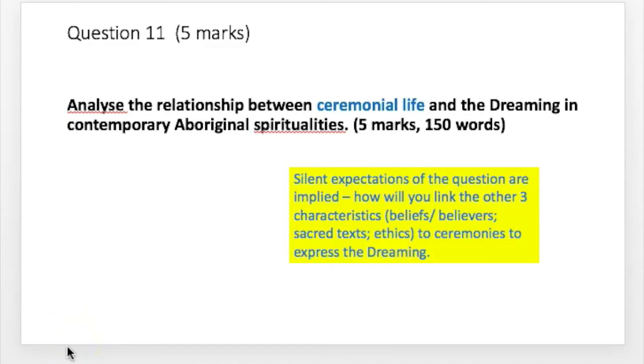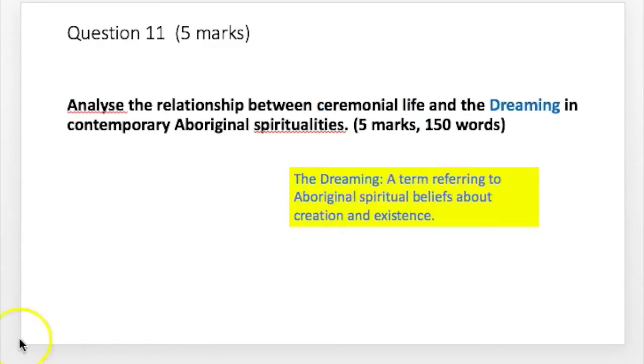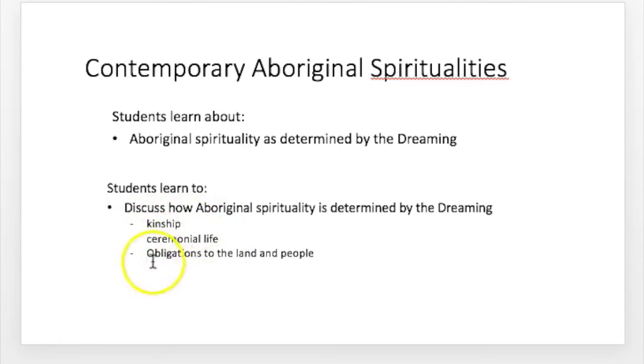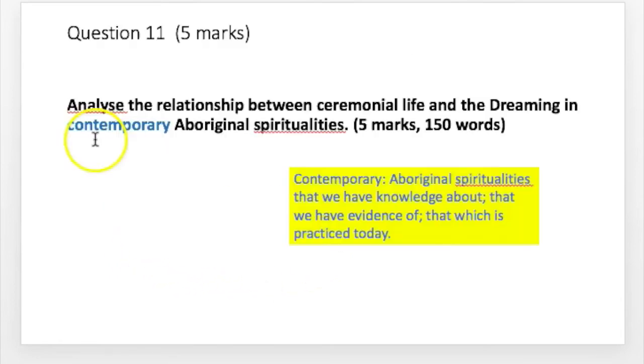There's some silent expectations of the question. You need to also be able to link to the other 3 characteristics, belief and believers, sacred texts and ethics, to the ways in which ceremonies utilise these aspects to show that they're determined by the dreaming. And we know from our studies in Year 11 that the dreaming determines all aspects of Aboriginal life. So that links back to our dot point about kinship, ceremonial life and obligations to the land and people. At contemporary, it just simply means as they exist today, what we have knowledge about.